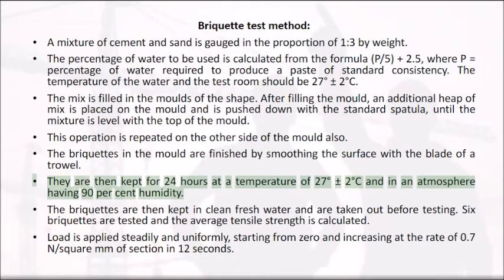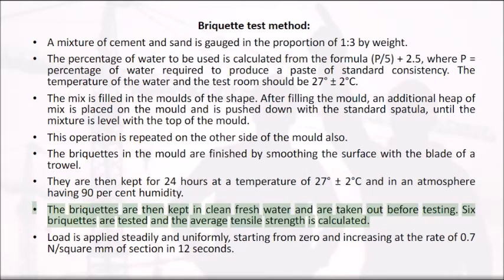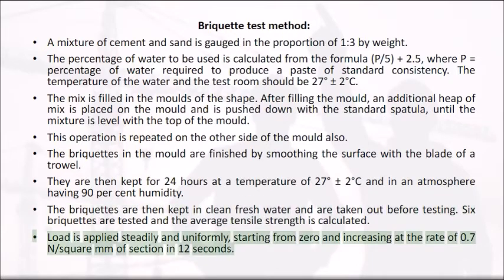They are then kept for 24 hours at a temperature of 27 degrees plus or minus 2 degrees and in an atmosphere having 90% humidity. The briquettes are then kept in clean fresh water and are taken out before testing. 6 briquettes are tested and the average tensile strength is calculated. Load is applied steadily and uniformly, starting from 0 and increasing at the rate of 0.7 N/square mm of section in 12 seconds.